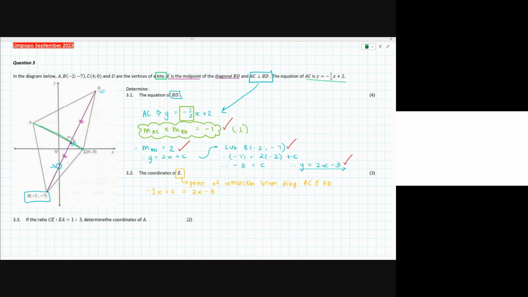Right, so I've equated it for you. That's one of your 3 marks. So I'm going to give you 2 minutes to work out the rest of my coordinates, to work out x and y for E.